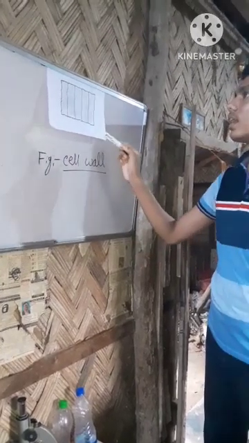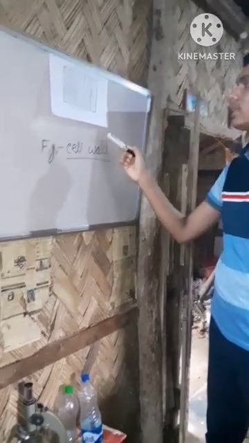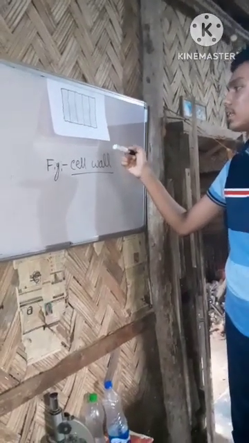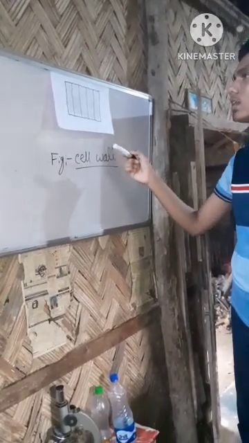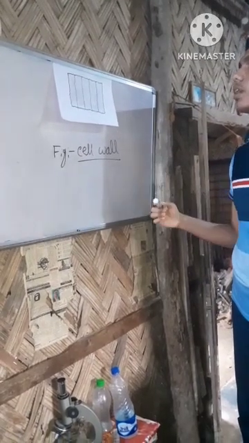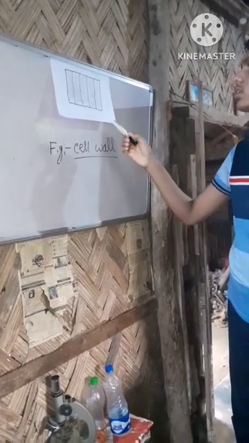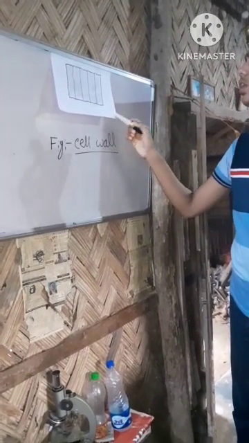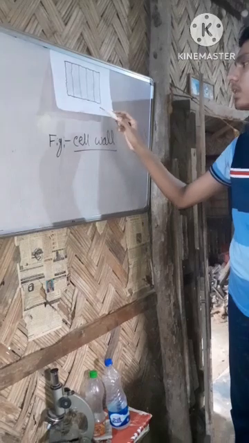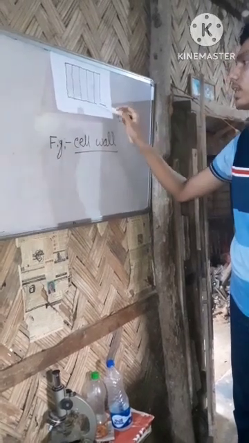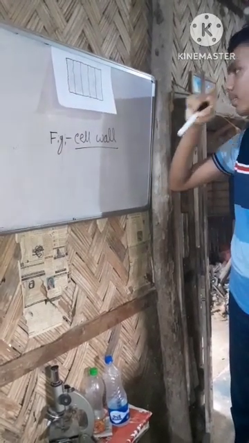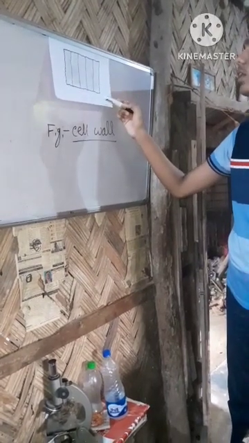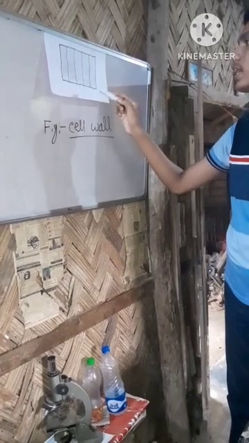Cell wall is permeable and it helps in the exchange of water and minerals. It is a dead cell which protects the plant from pathogens. Then another function of cell wall is that it is a dead cell that gives structure and strength to the plant cell.